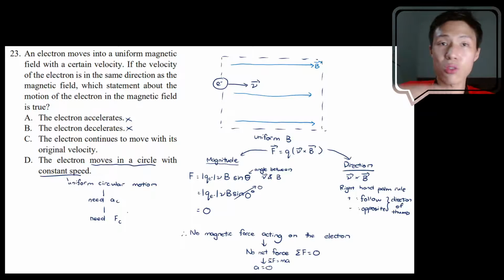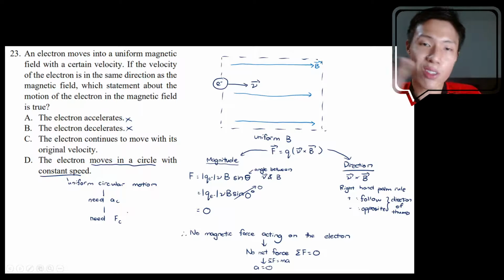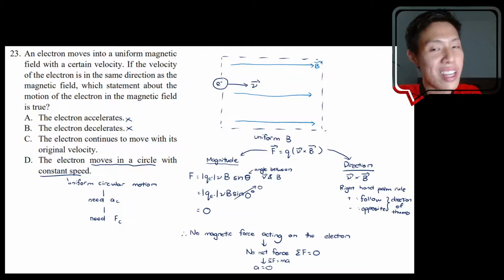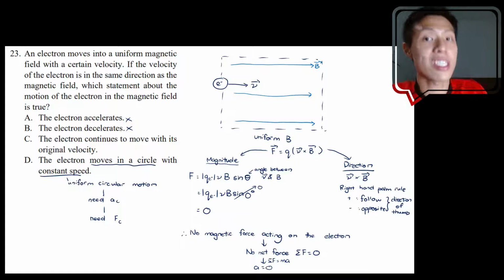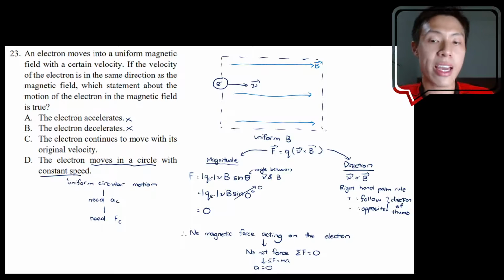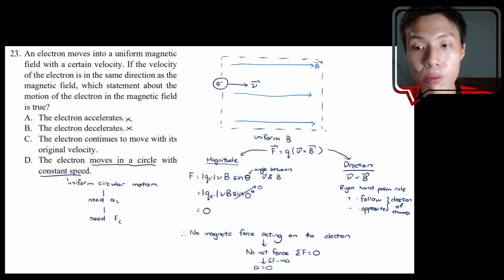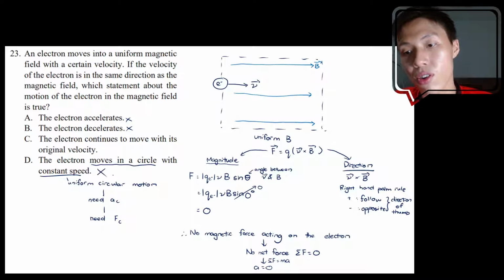So in this case, there's no force in the first place. There's no force acting on the electron right now, so it's impossible to have a centripetal force. The centripetal force would be the magnetic force. If there is a magnetic force, then it will be the centripetal force. But in this case, there's no force acting on the electron, so there's no force that can act as the centripetal force. So there'll be no centripetal acceleration, and no uniform circular motion to be found. So this is wrong as well.